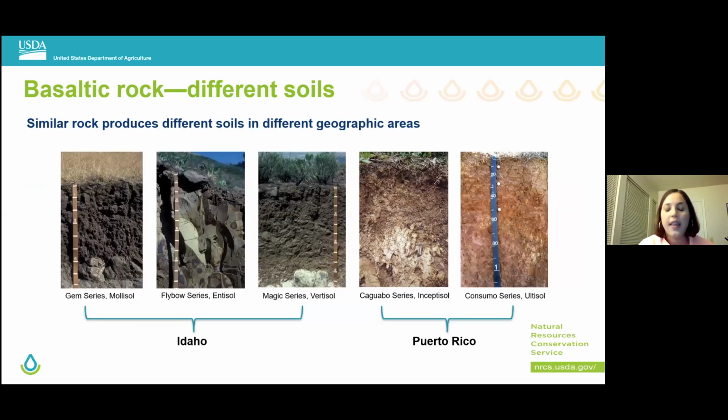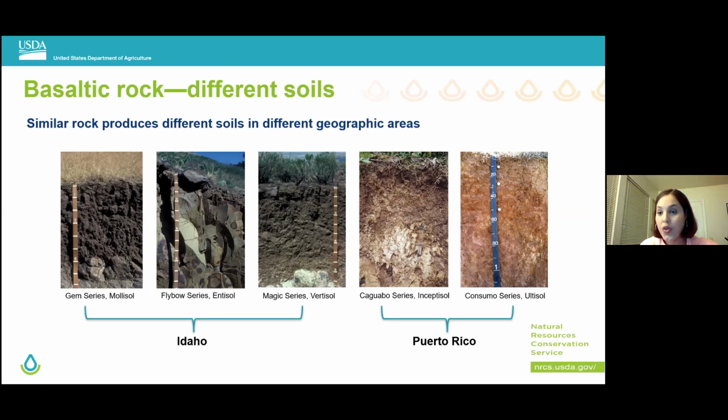So bedrock is also important because you have the same rocks that can evolve into different soils. For example, here I have 5 soil series or 5 soil types in the United States made of basaltic rock. Basalt is an igneous rock, and you can see how in Idaho, the soils made of that rock are dark.